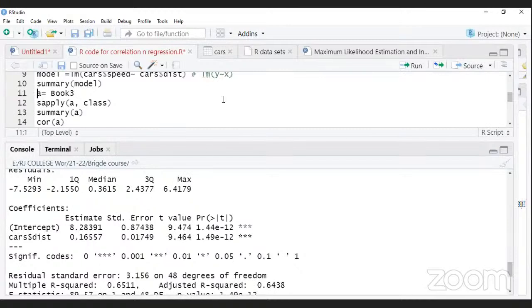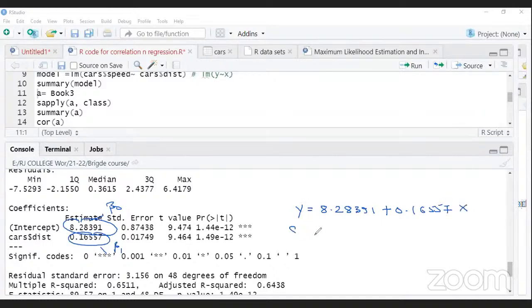This particular value is your beta naught and this one is your beta 1. So y is equal to 8.28391 plus 0.16557. This is my speed. So speed is equal to 8.28391 plus 0.16557 times distance.